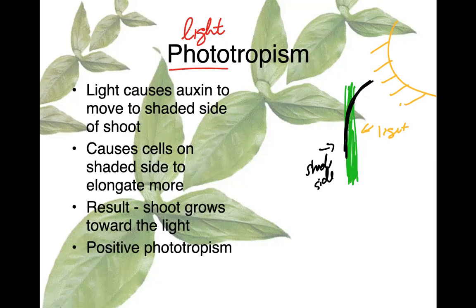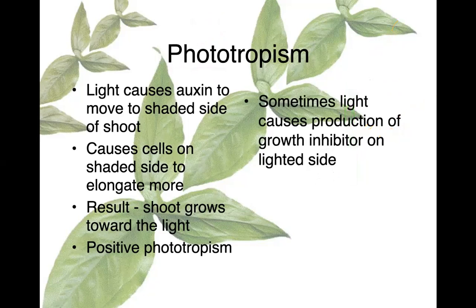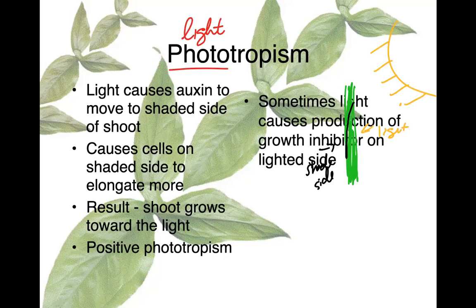So this is an example of positive phototropism, the plant moving towards the light as a result of auxin on the shade side of the plant. Sometimes light causes the production of a growth inhibitor on the lighted side, which would have the same effect. If you have a growth inhibitor on this side, it means this side's still going to grow, but this side won't, and the result is still pushing the plant towards the sun.